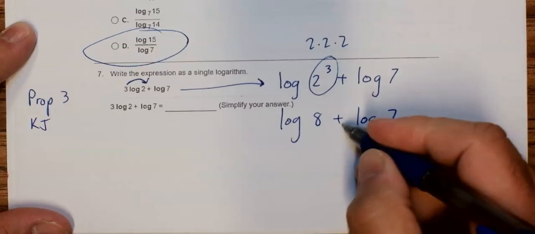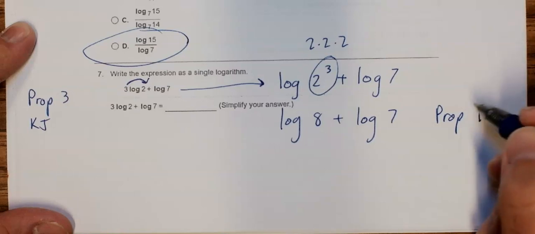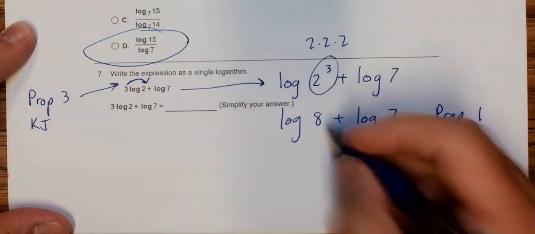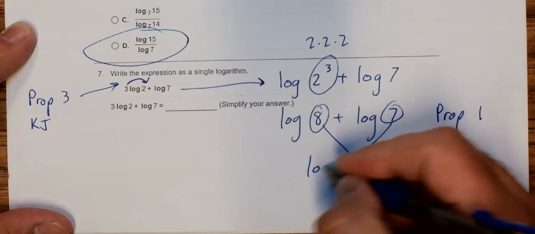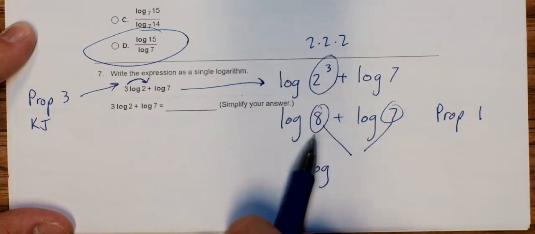So now I see addition. That's property number 1, right? So we used property number 3 at the beginning of this problem. Now we're using property number 1 to take the 8 and 7 and do something with those, creating a single logarithm. What does property number 1 tell me I should do with the 8 and the 7?